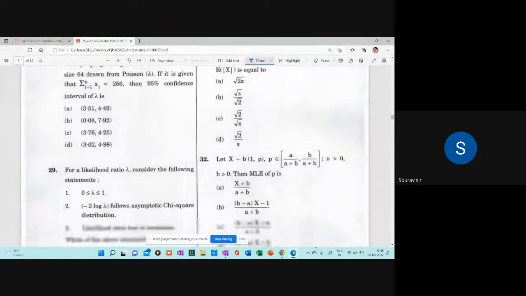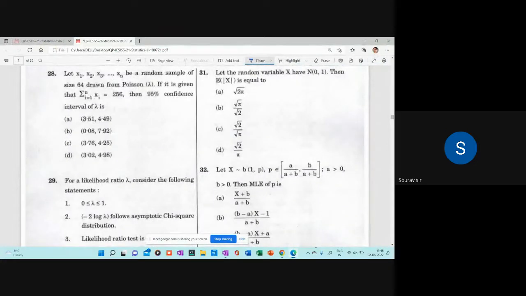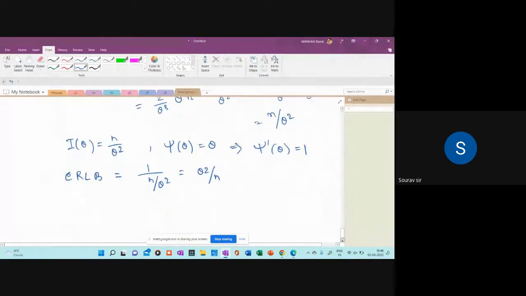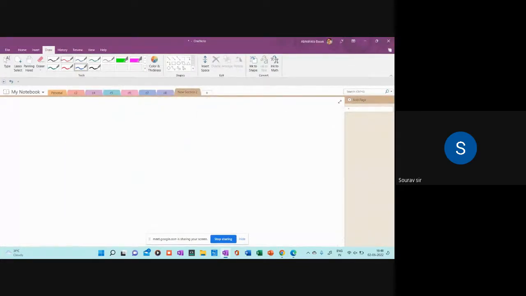Okay, let's proceed. Let's start with question number 31. They are asking about a single random variable having a standard normal distribution (0, 1). We need to find the expectation of mod x. There are four options. Let me write the question first. x is a random variable which follows the standard normal distribution 0 and 1, and we need to find the expectation of mod x.